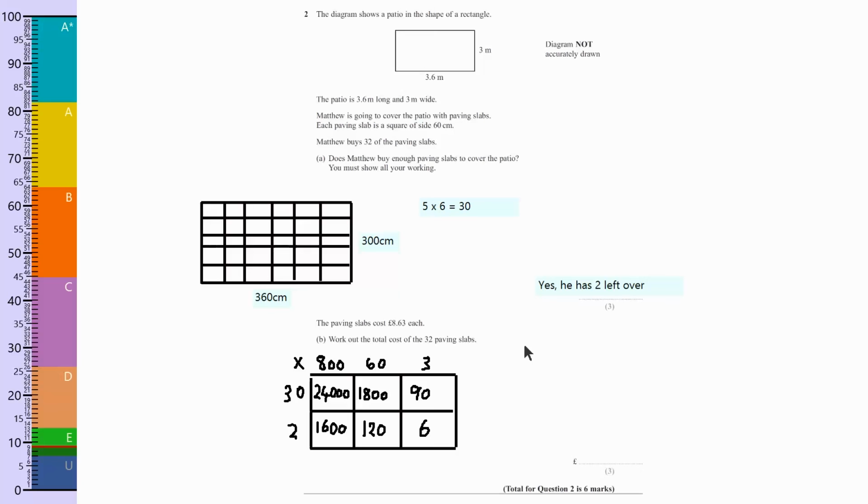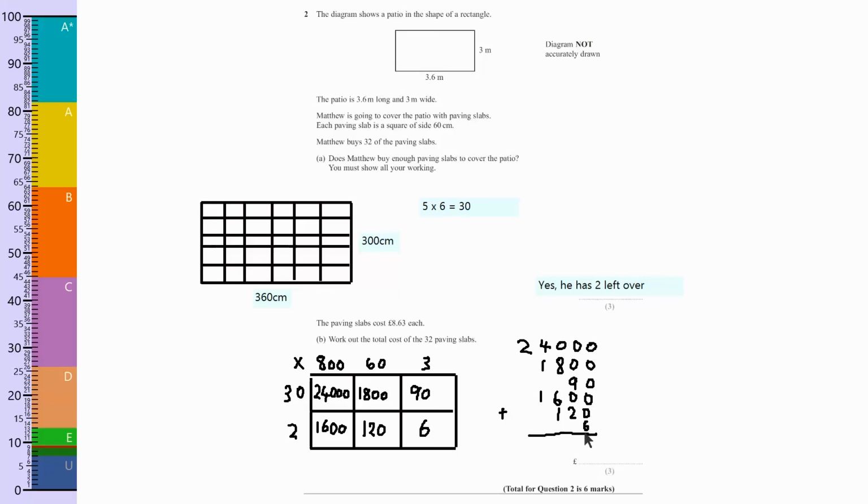And I'm going to try my best to put these in a nice order so that we can add them up. So 24000, 1800, 900, 160, 120, and 6. I'm going to run out of space if I'm not careful, but we should just have enough space here. So we're going to add all these up together. Now you could put adds next to each of them, but I'm just going to put an add there.